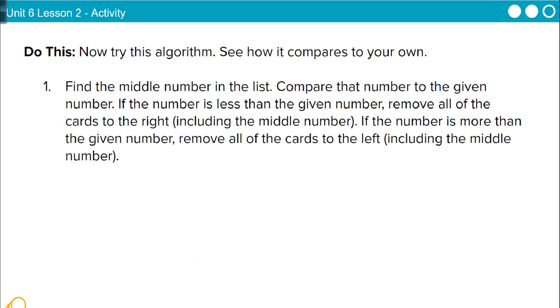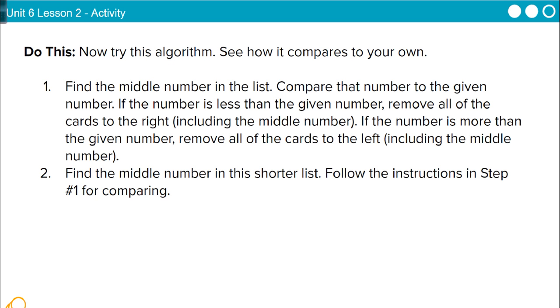Okay, this is what we call the binary search. It says find the middle number in the list, compare that number to the given number. If the number is less than the given number, remove all the cards to the right because we know that it's not that number. And if the number is more than the given number, remove all the cards to the left, including the middle number. Then find the middle number in the shorter list, and then follow the steps again.